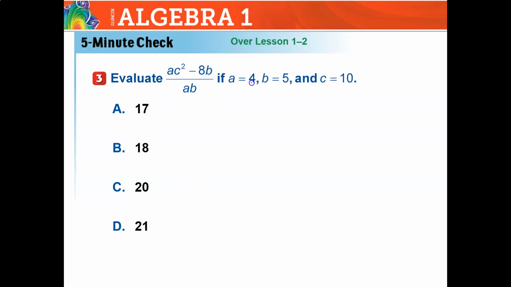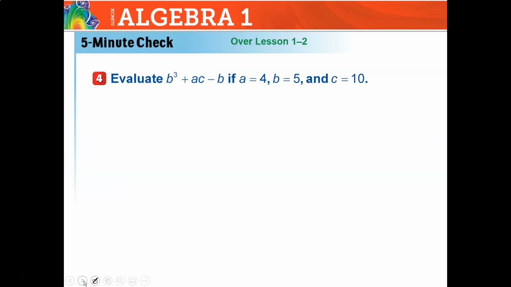Plug in your numbers: 4 for A, 5 for B, 10 for C. Do everything on top first, then do everything on bottom, and then divide them out. Evaluate B cubed plus AC minus B if A equals 4, B equals 5, and C equals 10. Try this for yourself. Plug in your numbers, pause the video, and then try it for yourself.